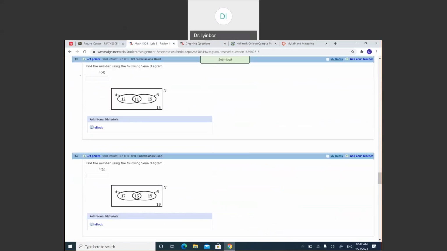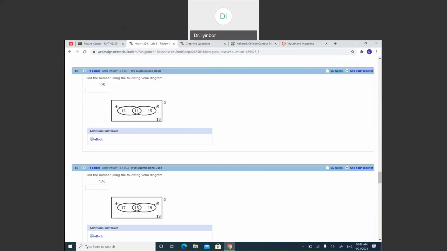So then I'm going to go ahead and explain one more time how to do the Venn diagrams. So in Venn diagrams, n(A) means adding the numbers which are inside the set A. So this is A. So you're adding 12 plus 11, which is 23. And that's your answer, 23. Nothing else.